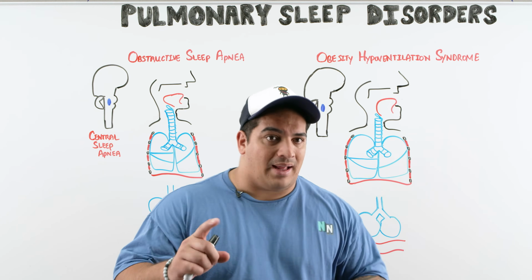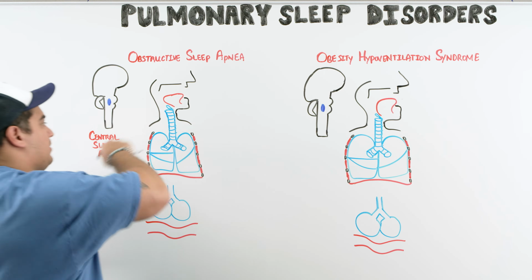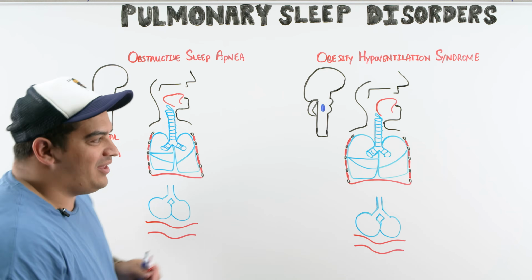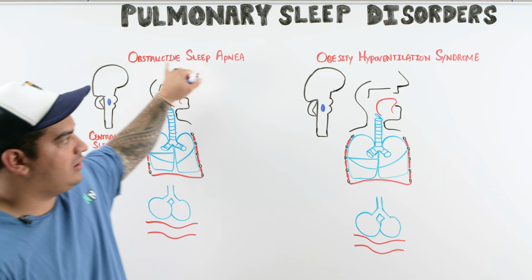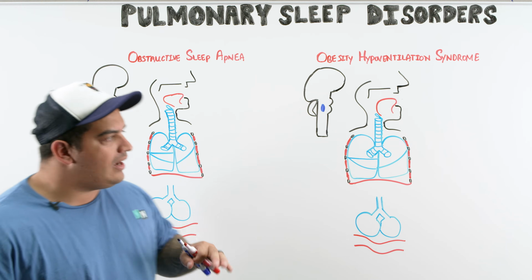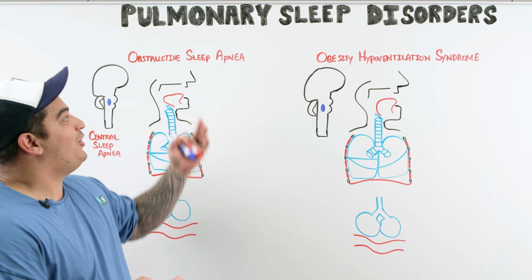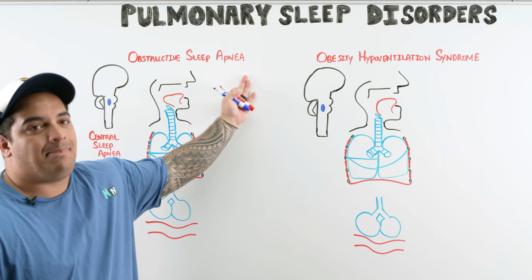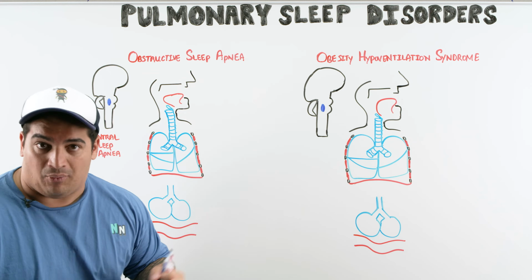So let's start talking a little bit about these disorders. There's really two types that I want to discuss, but there's this little other extra one that we're going to kind of toss in there a little bit. But the two primary ones are going to be obstructive sleep apnea and obesity hypoventilation syndrome. Now, in obstructive sleep apnea, these patients, it's within the word, while they're sleeping, they develop apneic events. They stop breathing, and it's because of an obstruction in their airway.